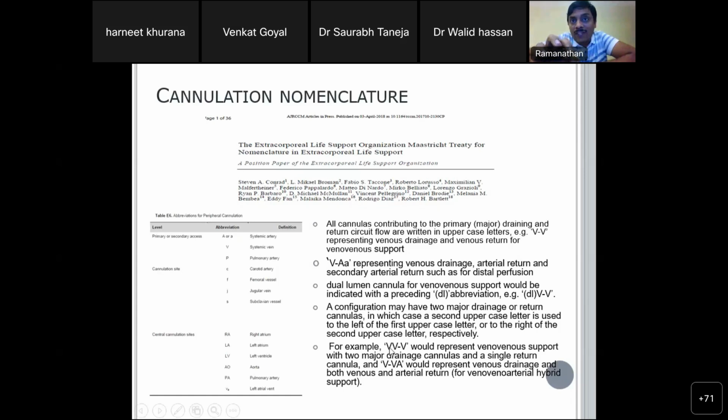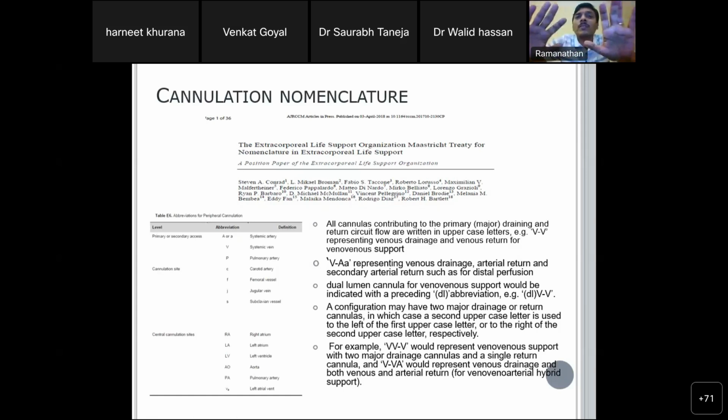Essentially, when you have VVV ECMO, it means you drain out of two veins and return back to one vein. When you have VVA ECMO or VAV ECMO, you drain out of one vein and return back to the venous and the arterial side when you return the blood from the ECMO. So this is in a nutshell what these terminologies mean and where the hyphen should be depending upon your drainage and return cannulas.